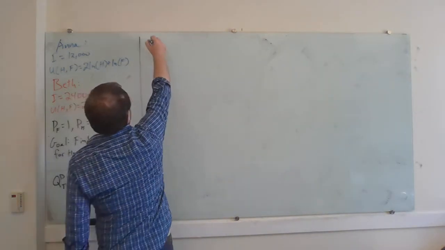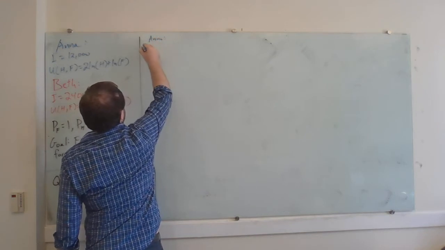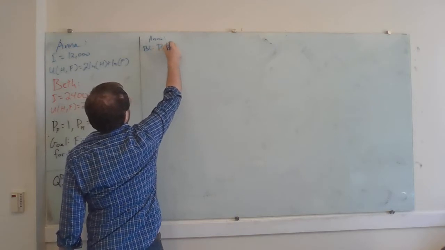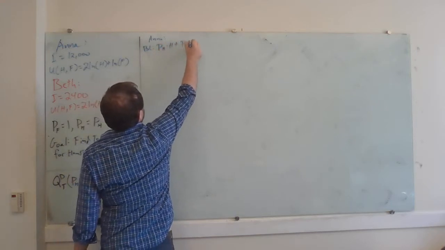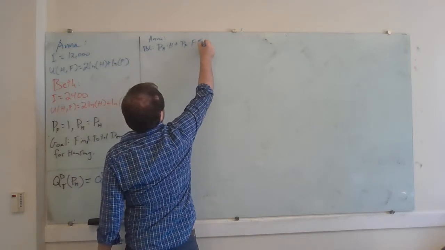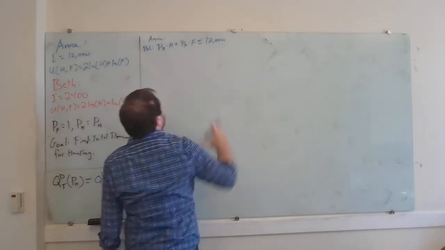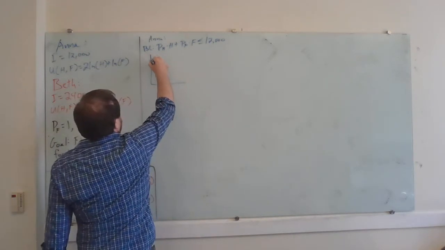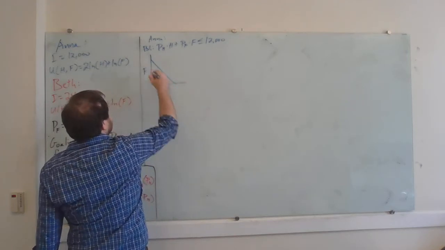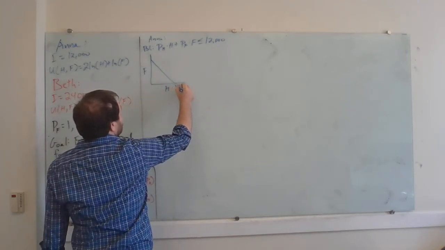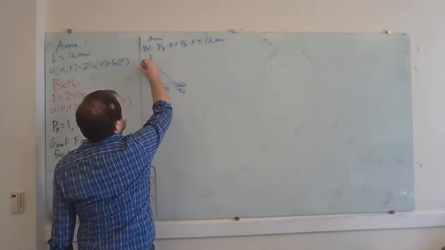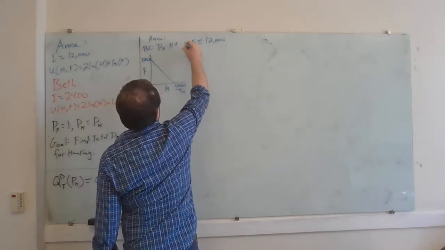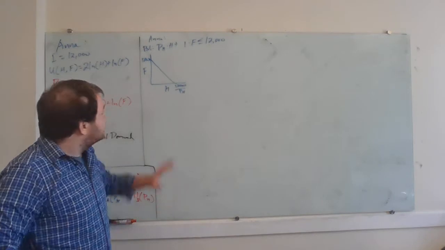So for Anna, we know that she's going to have a budget constraint given by pH times H plus PF times F has to be less than or equal to $12,000, right? Which means if we draw ourselves a little picture, we're just going to have a straight line like this, where the most housing she could afford would be 12,000 over pH. The most food she could afford would be 12,000. Right? Oh, sorry. We have a PF, which is going to be 1. Great. Okay. So this is our budget constraint.